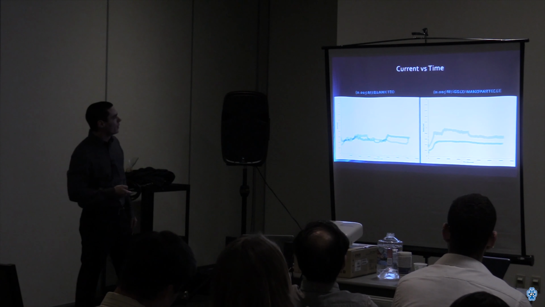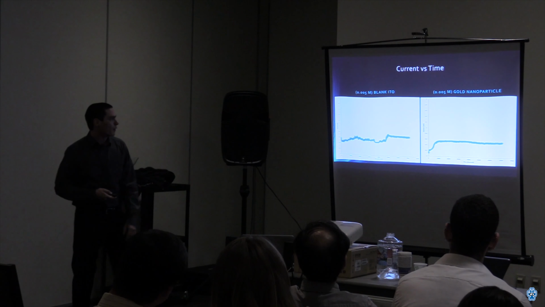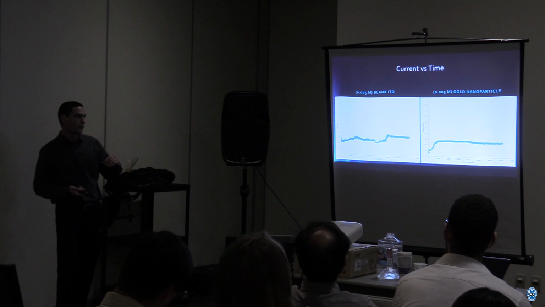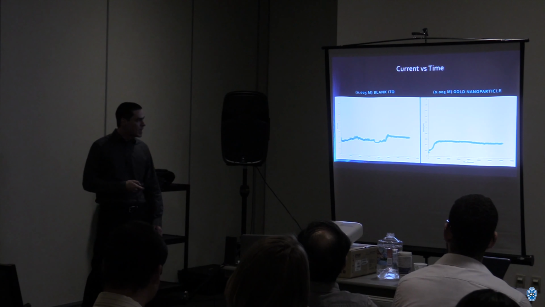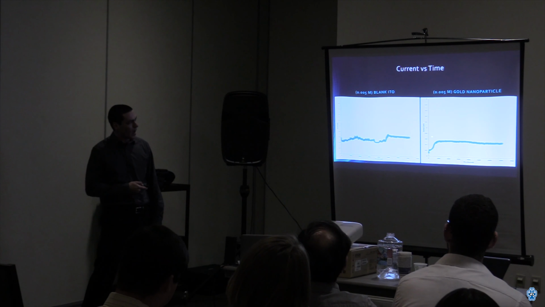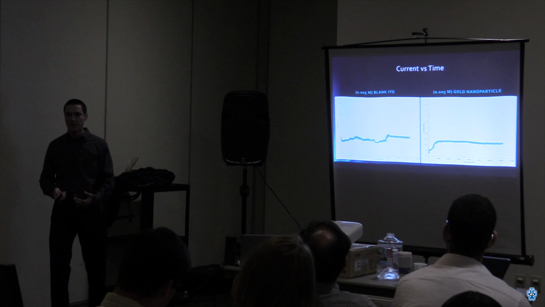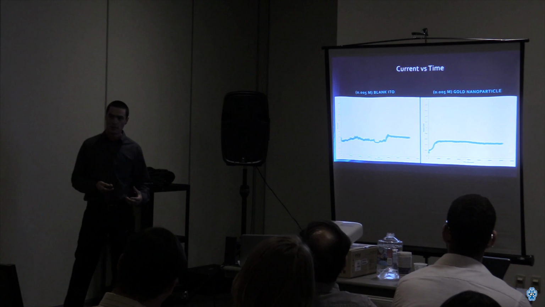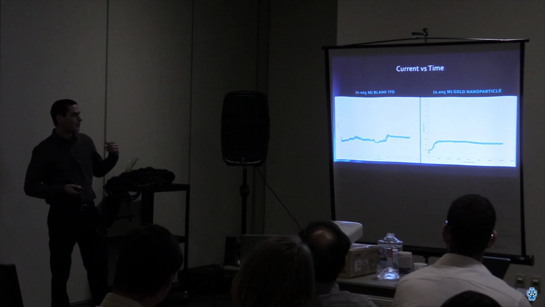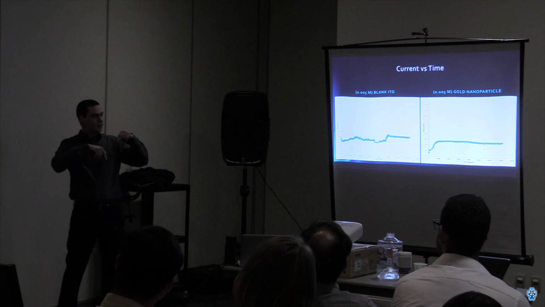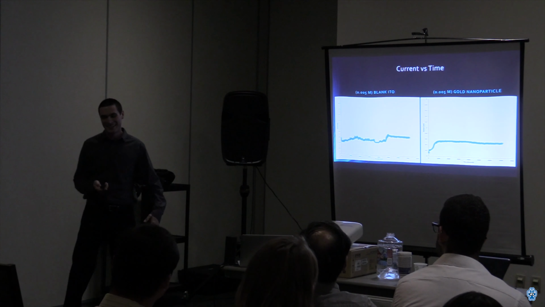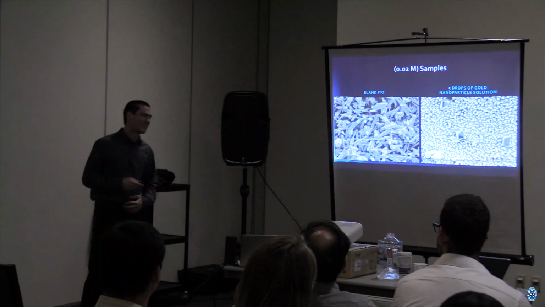So then we have a third sample, which was half of the second sample's concentration, and interestingly enough, we don't have that same initial peak, but this current is much more uniform or constant over time, which indicates that the actual deposition is going to be more constant and uniform. Let's just put it that way.